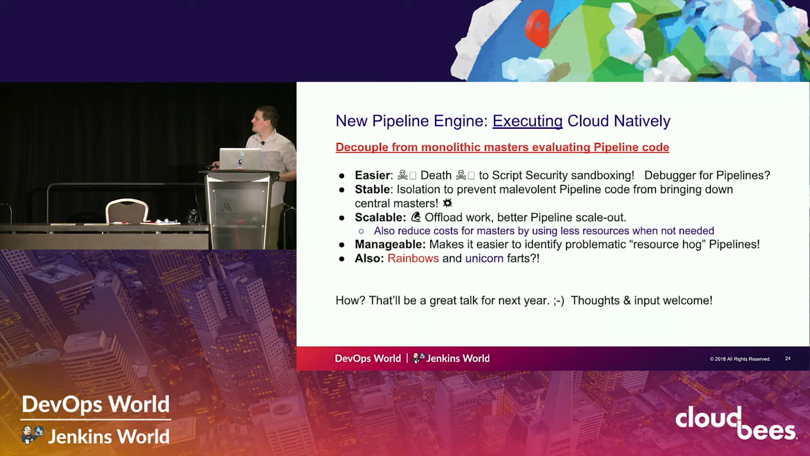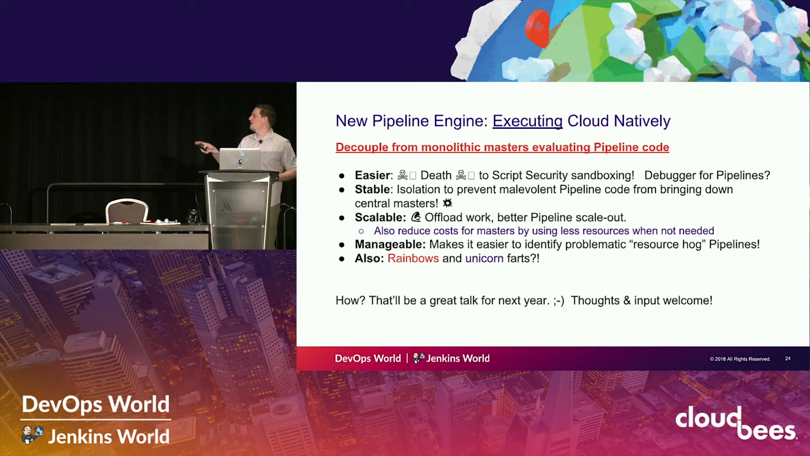Also, who here has had a master come down due to something overloading in Pipeline? Okay, that's less than I thought, and that's a good thing. That means I've done my work well. So that's also going to stop being a problem, because what's going to happen is your pipeline will fail. That's okay. Your master will just be like, oops, pipeline failed. Well, maybe you should fix it. It won't bring down your master anymore.